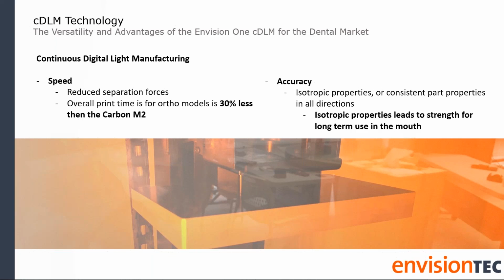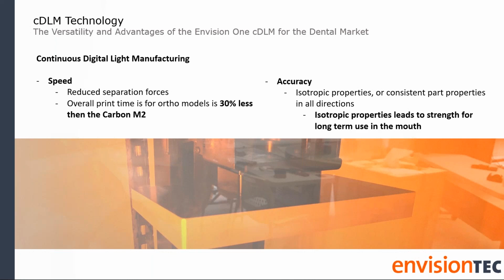The DLP process requires each layer to be exposed one at a time, with pauses between each exposure for separating and repositioning the platform. The oxygen utilized in the cDLM technology reduces the separation forces between the material tray and the build platform. Less separation forces results in a much faster print because we no longer need to pause and reposition the build platform between each layer. This in turn cuts several seconds off of the time needed to build each layer. The overall print time for orthodontic models on the Envision One cDLM is about 30% less than the Carbon M2.